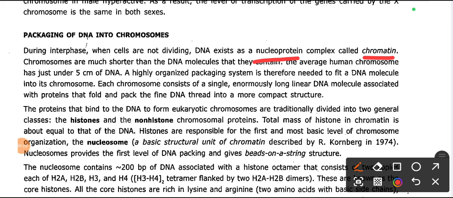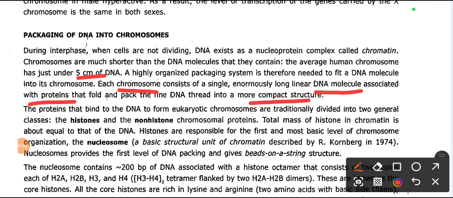And these chromosomes are much shorter than the DNA molecules that they contain; the average human chromosome contains around 5 centimeters of DNA. So an organized packaging system is required to fit the DNA molecule into the chromosome. Each chromosome consists of a single, enormously long linear DNA molecule associated with proteins. So a chromosome consists of what? A DNA molecule plus proteins, which are folded and packed into a compact structure.